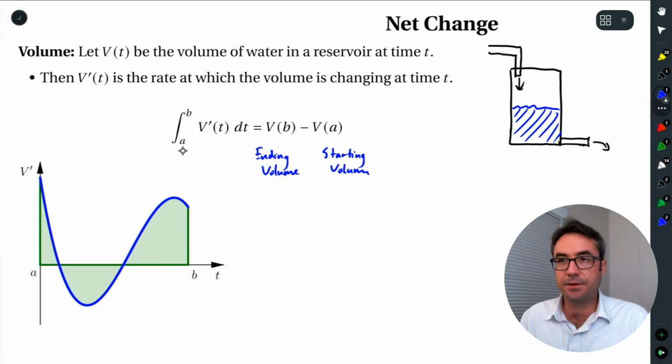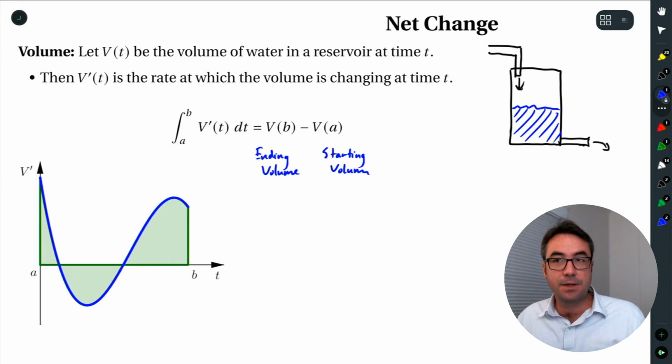Let's think about the left-hand side, this integral. And we're going to think of it in terms of just this little graph here. This is just an example. So let's think about what V prime is doing. V prime is the derivative. It represents the rate at which our volume is changing at every little instant in time. So V prime is describing all these tiny little fluctuations in our volume, and we're taking all those little fluctuations, adding them together, and what we're getting is the overall effect over that entire time interval.